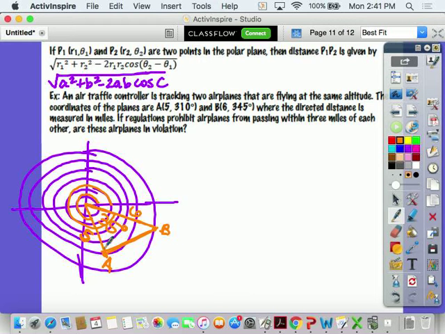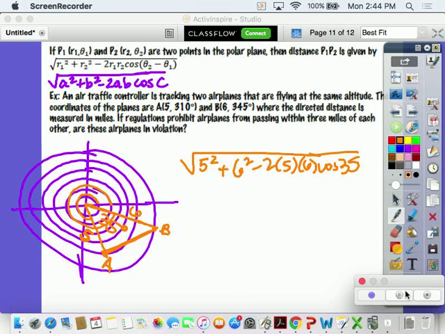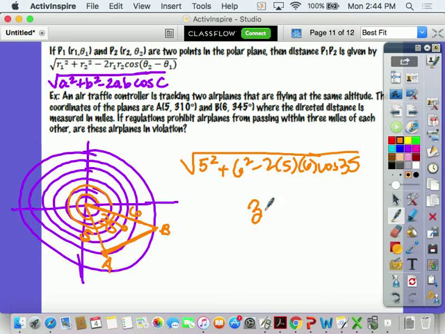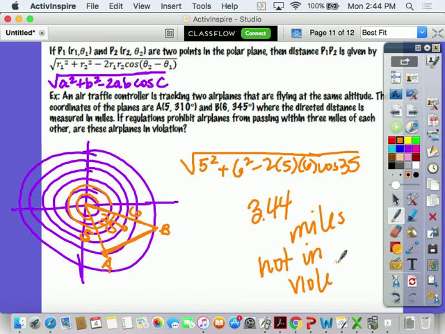To figure out if these planes are in violation, you need to figure out the distance between them. If it's less than 3, they are. If it's bigger than 3, they're okay. So use these numbers, use the formula, and find their distance. Do that now. You plug it into the formula, what do you guys get? 3.44 miles. Are they in violation? If they're within 3 miles, then they are in violation.